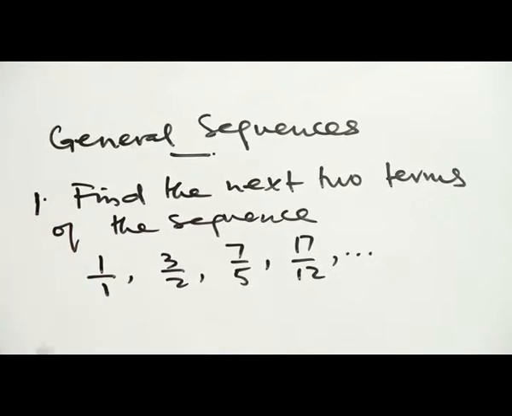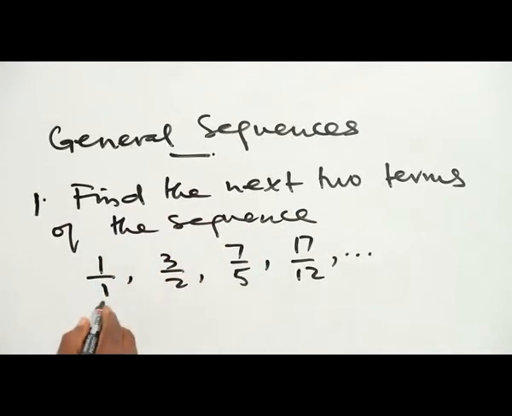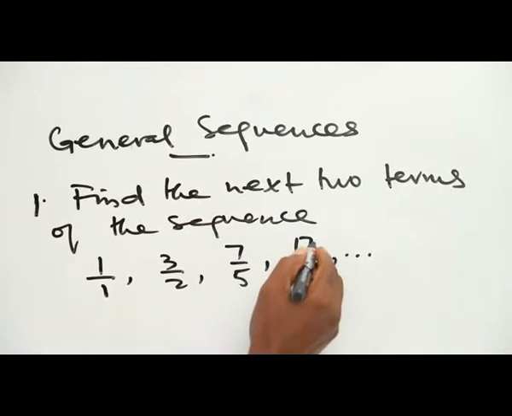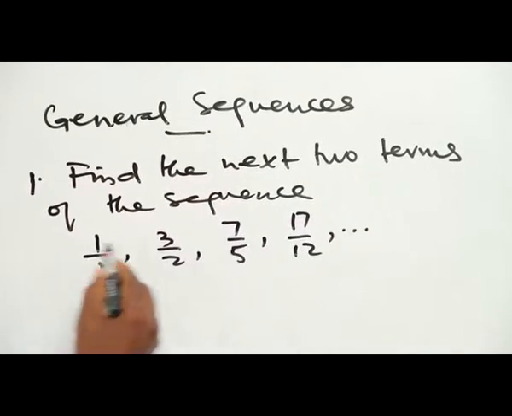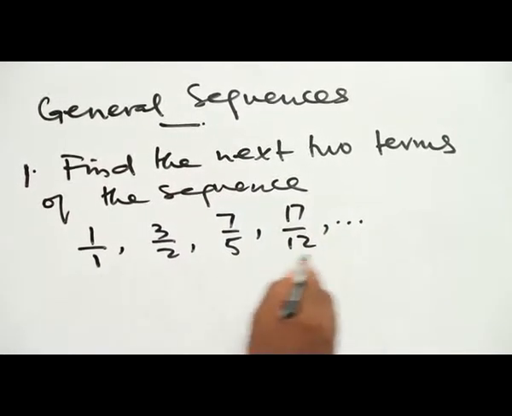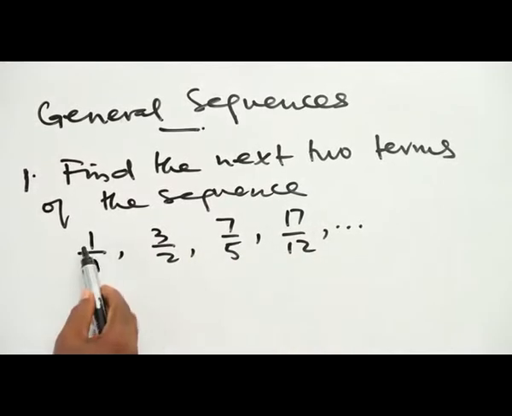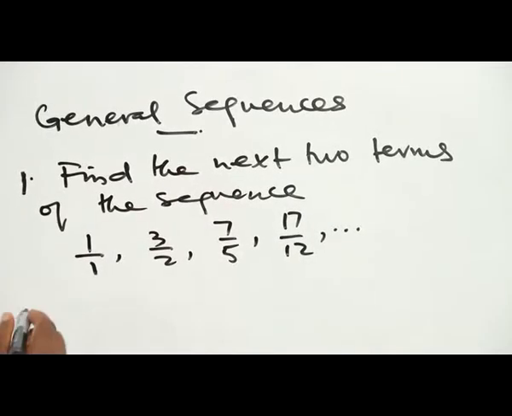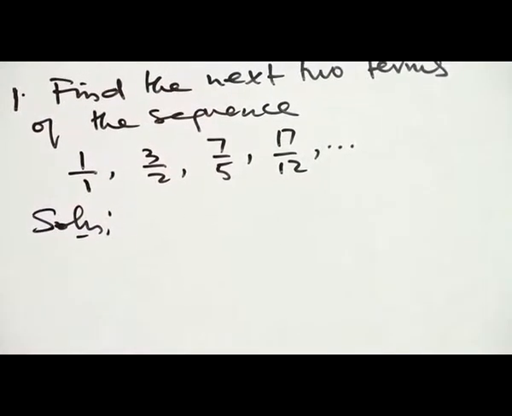Example 1. Find the next two terms of the sequence 1 over 1, 3 over 2, 7 over 5, 17 over 12, and it goes on like that. Specifically, looking at the numerators and looking at the denominators, none of them, taking them individually, is AP or GP. So this is an example of a general sequence. So how do we find the next two terms of this sequence?